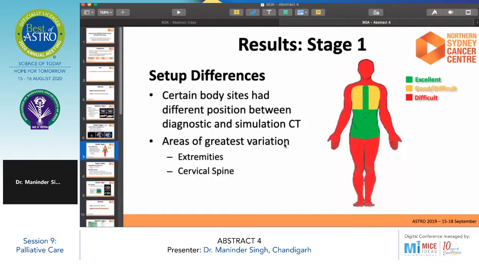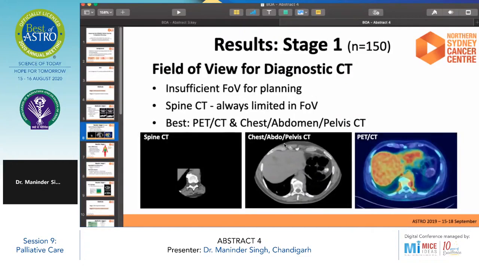There was considerable variation in field of view. The first image is an example of a spine CT, which is very limited and clearly insufficient for treatment planning. Chest, abdomen, and pelvic CTs were good, but as you can see from the image on the right, the best were PET CTs. They had the largest field of view encompassing the whole patient body, but they also enabled the easy location of lesions.